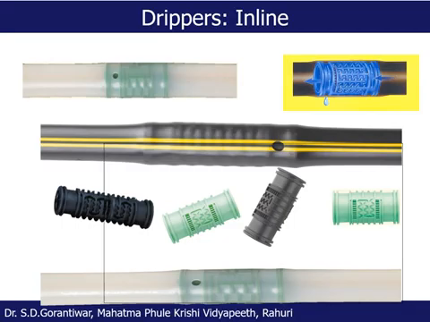First let me tell you that inline drip lateral is normally to be used when we don't move the laterals, because whenever we have to move the laterals in the field, say for example if we take seasonal crops such as vegetables and flowers, we irrigate the crop in one season, and then in the next season we may take another crop.